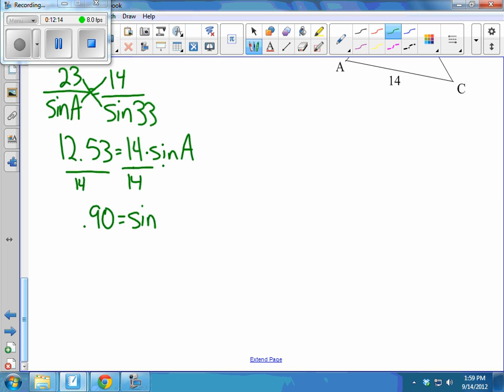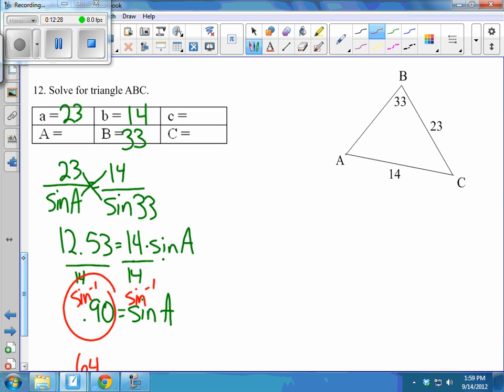And now to get A by itself, I do second sine. Again, that's the only way to get rid of sine, the opposite, the inverse. And when you type that in, you're going to get about 64 degrees. So that'll be big A. Now that I know big A, I can use the fact again that the angles add up to 180 and figure out that big C is 83. And then pair up 83 with my cousins. So 14 with sine of 33 and C with sine of 83.